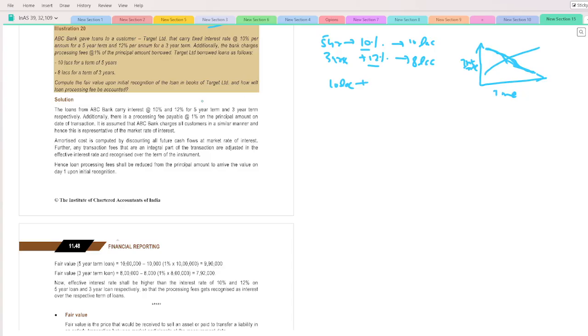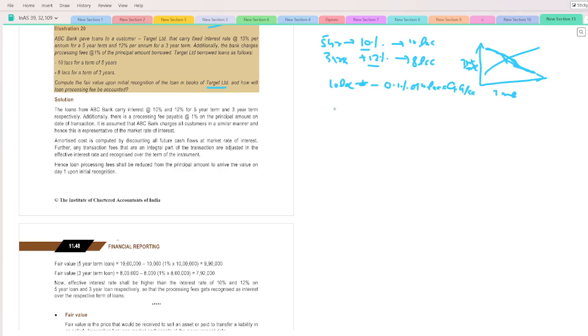So I think this is, yeah. So it is talking from the target limited point of view, that is from the customer point of view. So that is for the target limit, it will be financial liability. So for the financial liability, you need to deduct it. So 0.1% of 10 lakh, you will be deducting it. So then whatever the revised value will be coming, it will be coming 9 lakh 90,000, 9.9 lakh.